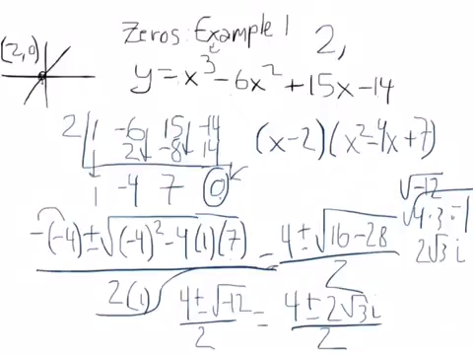And notice, since I have that 2 in the denominator, it is dividing both of these. It's dividing both the 4, and it's also dividing the 2. So what I'm left with is 4 divided by 2, which is 2, plus or minus, and then 2 divided by 2 is 1, root 3 i.